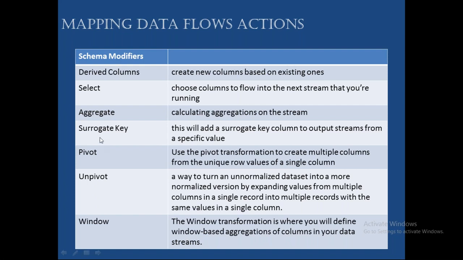Surrogate key is going to add a new column. So these things also will add columns and rows. Window, here also you are going to add a column. So that's why all of these are going to change your schema. Let's say if you have 3 columns, it will give you 4 columns, something like that.